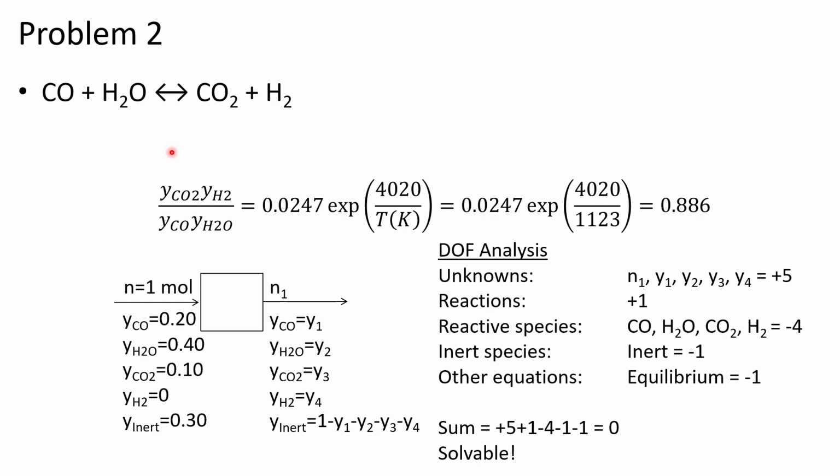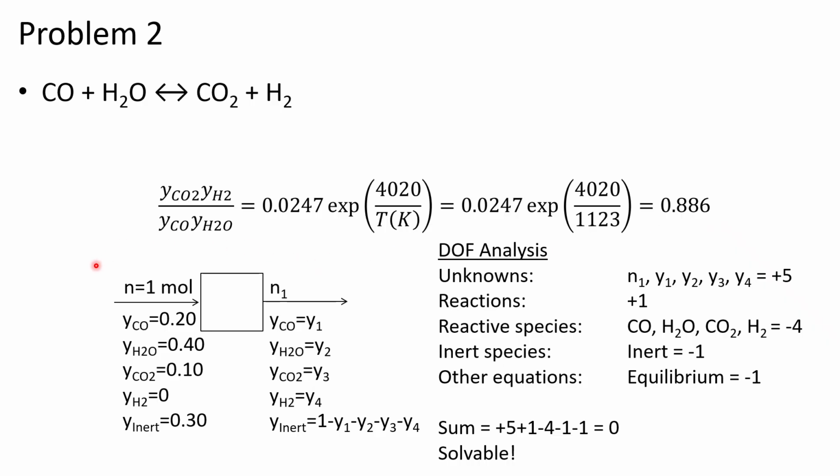First of all, that equilibrium relationship is reproduced here. The product of the mole fraction of CO2 and hydrogen divided by the product of the mole fraction of CO and water is equal to this equation here, in which we have to plug in the temperature in order to calculate a specific value. So we plug in a value for the temperature of 1123 Kelvin. Here, you can see that we can calculate that the equilibrium constant is 0.886.